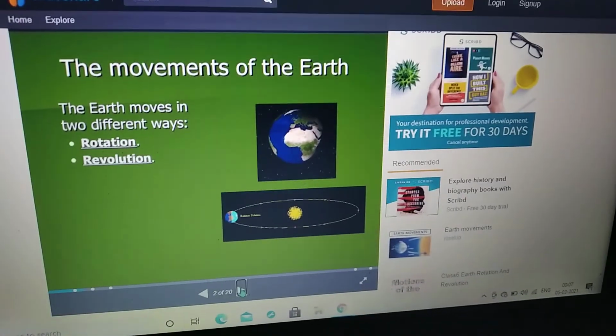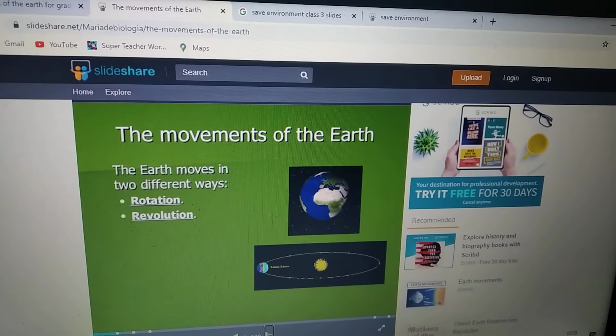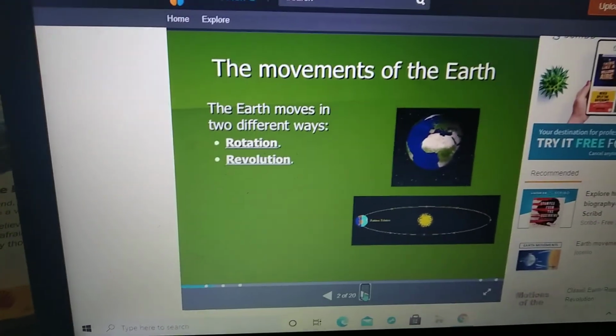And today we are going to start the remaining part of the lesson. Already we have started yesterday. What is the lesson name? Seventh lesson. Our planet, the Earth.